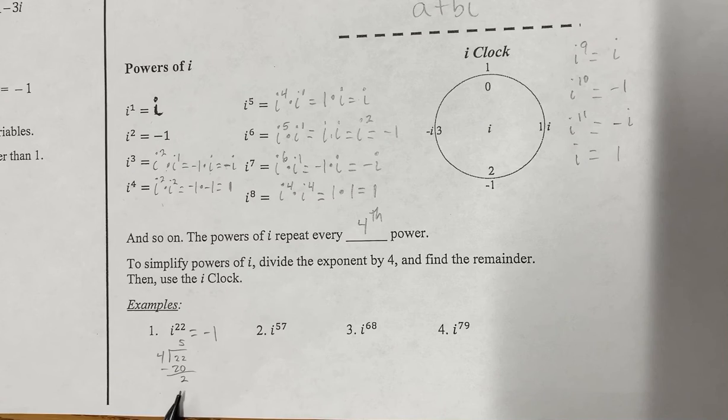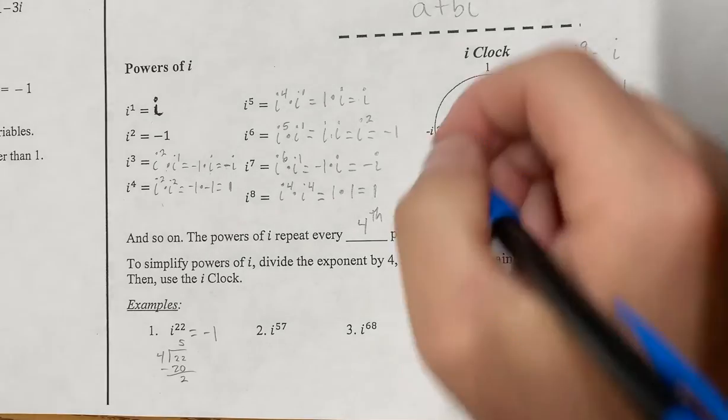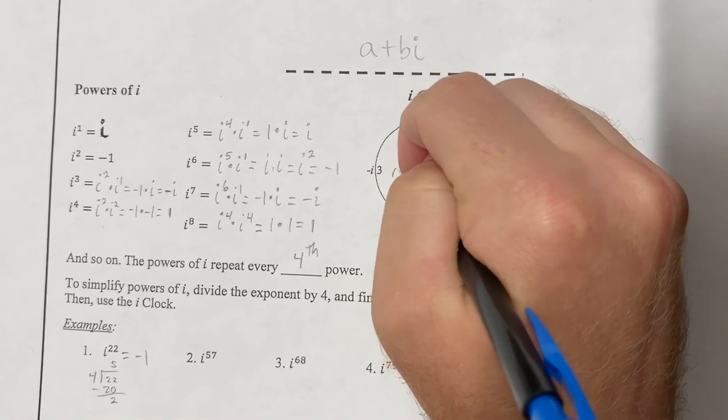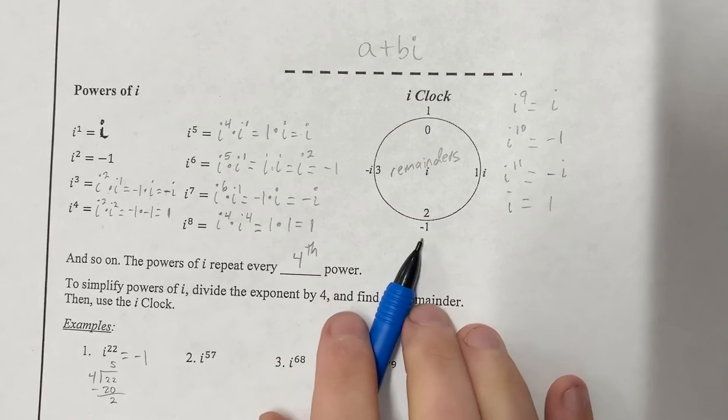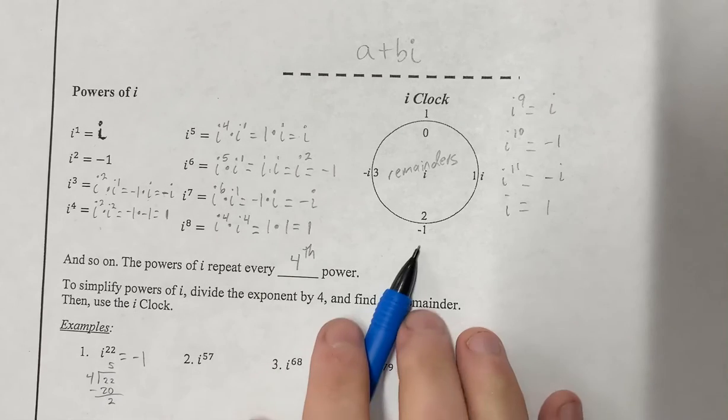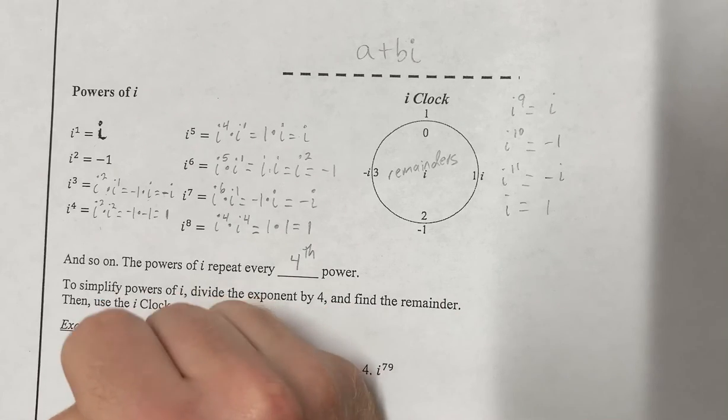We get a remainder of 2. Well, if we look at our i clock, the remainders are the numbers on the inside of the clock. So we get a remainder of 2, so that's where we are in the pattern. So i to the 22nd would be equal to -1.